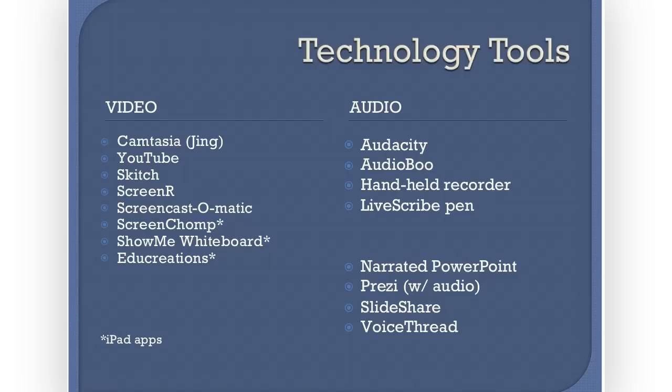There are lots of different video options, such as Camtasia. Jing is the baby brother of Camtasia. It's a free version of that software. YouTube is a great place to house videos. You can use something called Skitch or Screener. Screencast-O-Matic is a free software. And then I have several iPad apps listed, such as ScreenChomp, Show Me Whiteboard, which you can actually post to an online location, and also EduCreations.